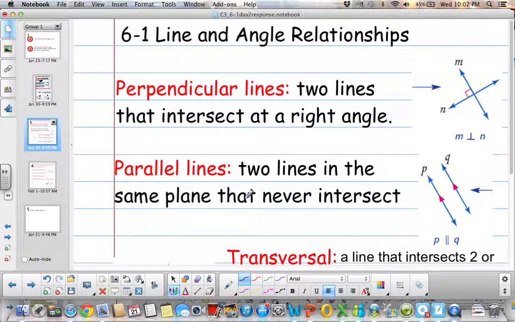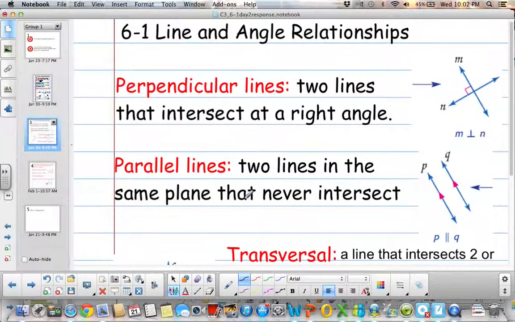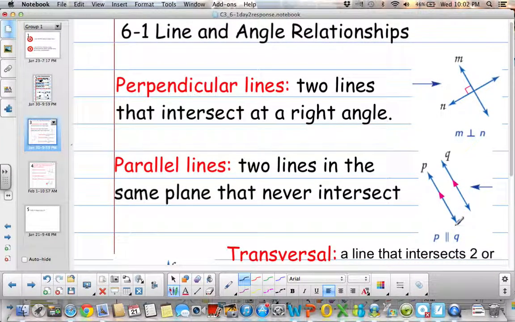Two lines in the same plane that never intersect are parallel lines. So P and Q are parallel, and we would write it right down here with these two lines. P is parallel to Q.